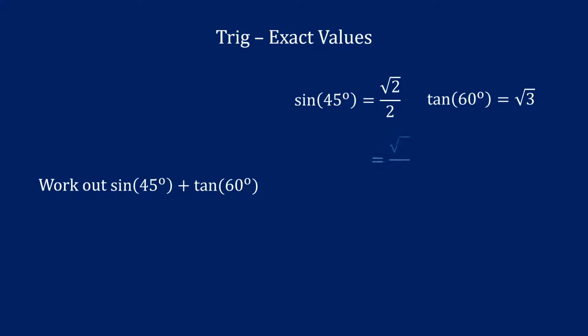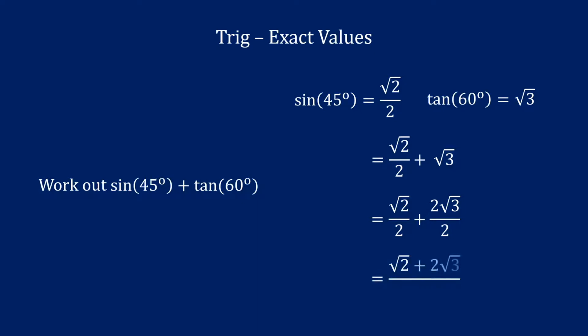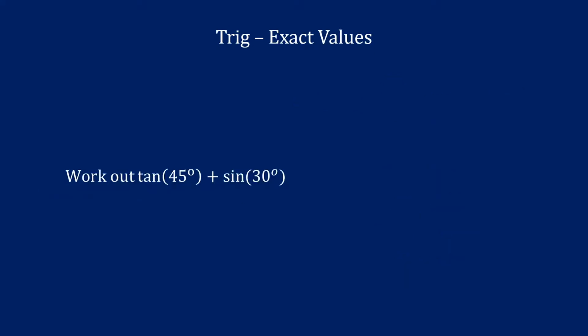Now it's just surds. So we're going to do root 2 over 2 plus root 3. Get them in the same denominator. You're going to get root 2 over 2 plus 2 root 3 over 2. You got them in the same denominator. Get them in the same fraction. Root 2 plus 2 root 3 over 2. Easy peasy. Could you have simplified here? Not on this one, but sometimes you'll be able to. So be careful. You're going to have to simplify as much as possible. Ready? Give it a go.